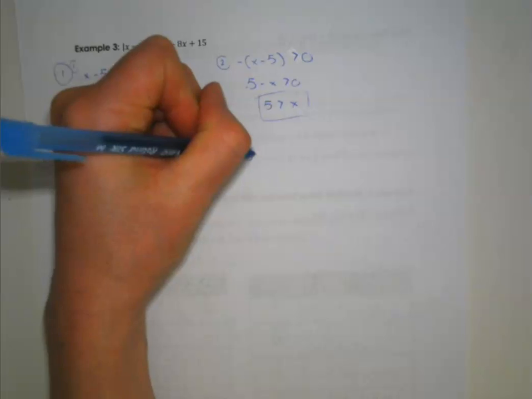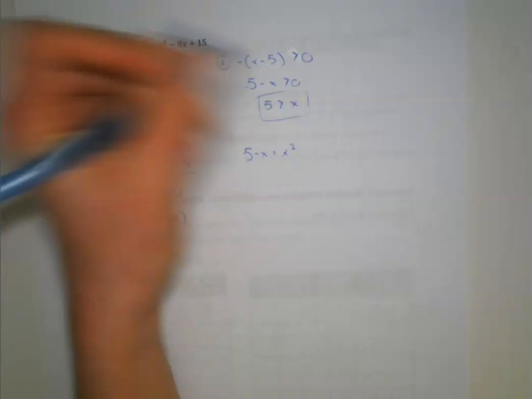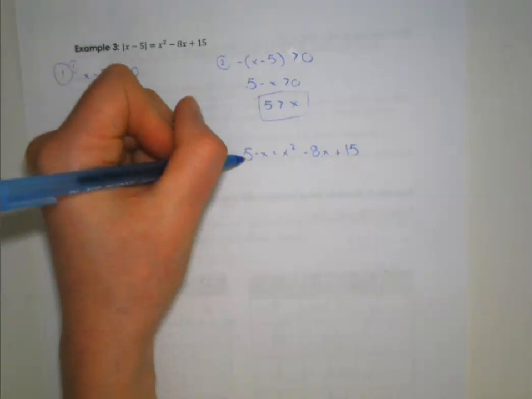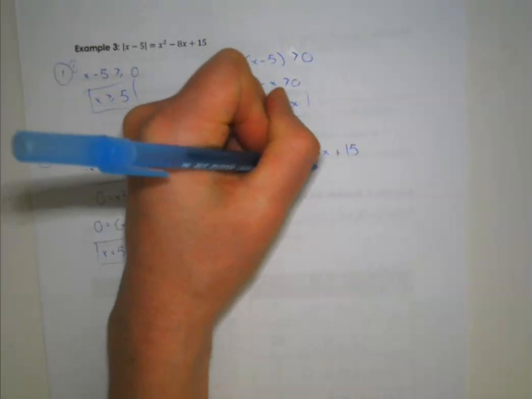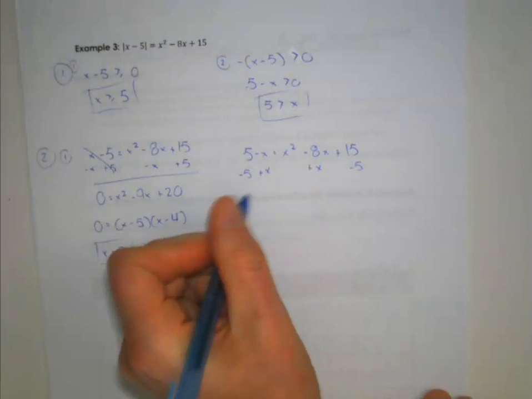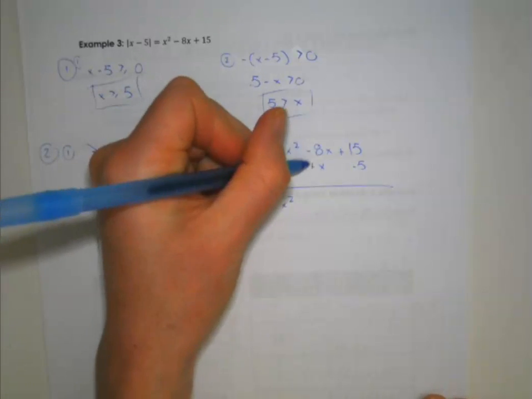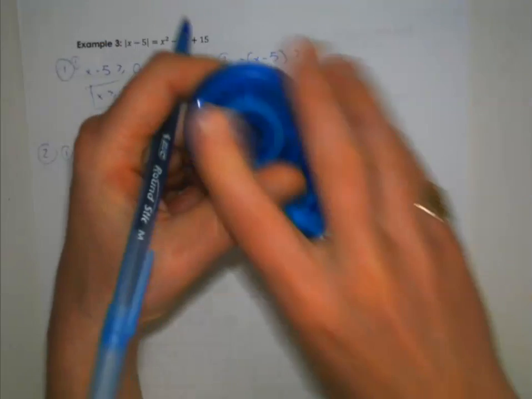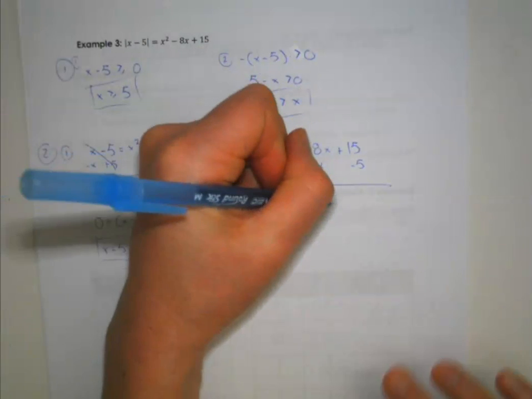Going through this solution, we would have 5 minus x, our absolute value version, has to be equal to x squared minus 8x plus 15. Okay, and then let's move this over. So we would have minus 5 plus x to both sides, so plus x minus 5. So that's going to add up to 0 is equal to x squared. Negative 8x plus x gives us minus 7x, and then positive 15 minus 5 gives us plus 10.